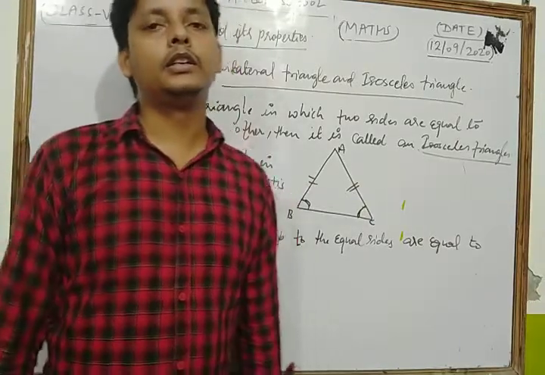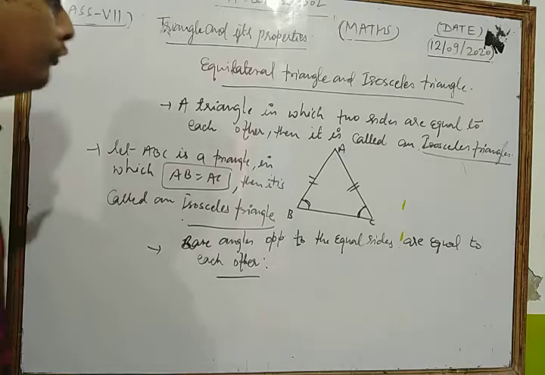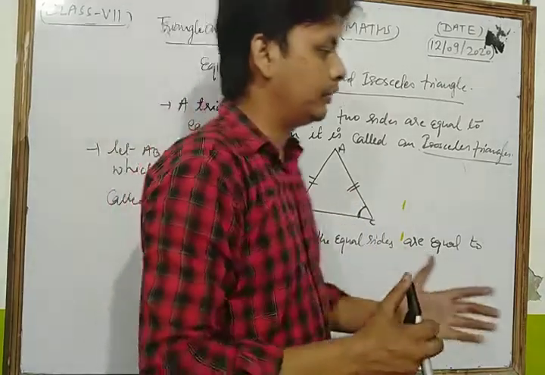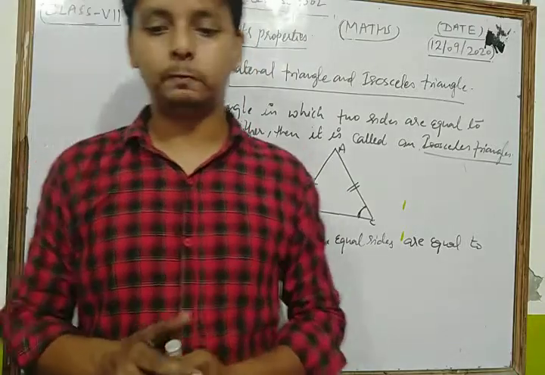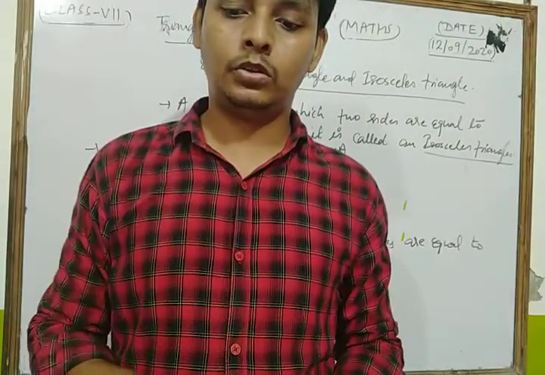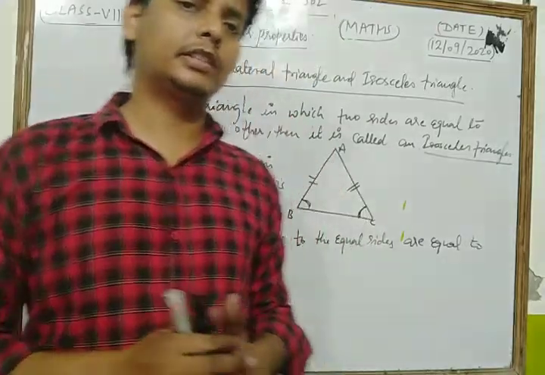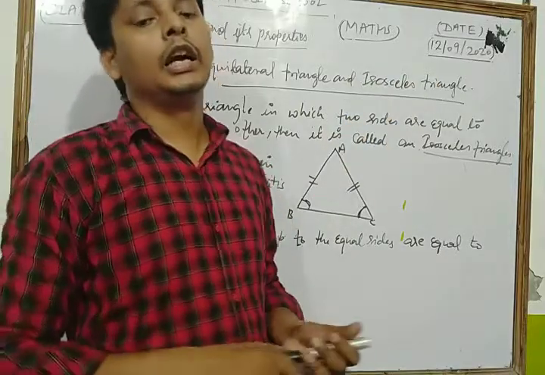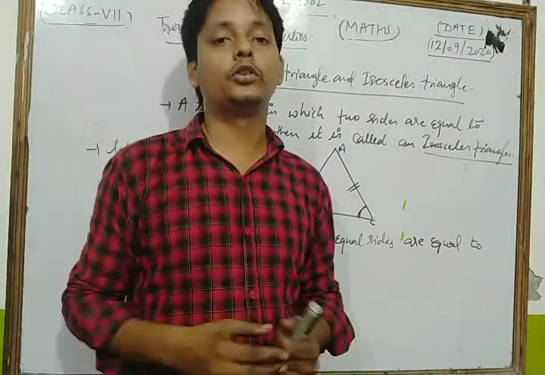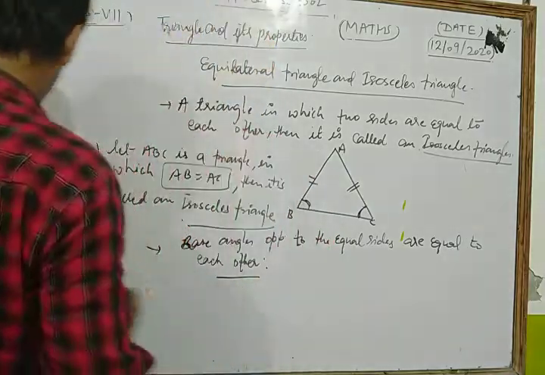So in this way, dear students, we clear the concept of an equilateral triangle and an isosceles triangle. Now you can solve each and every question of your NCERT exercise based on an equilateral triangle and an isosceles triangle. Now we discuss the next topic of your chapter, which is the sum of the lengths of two sides of a triangle. Let's see.